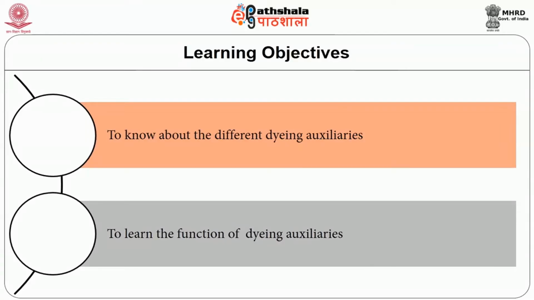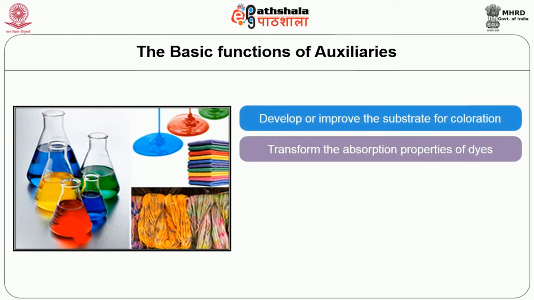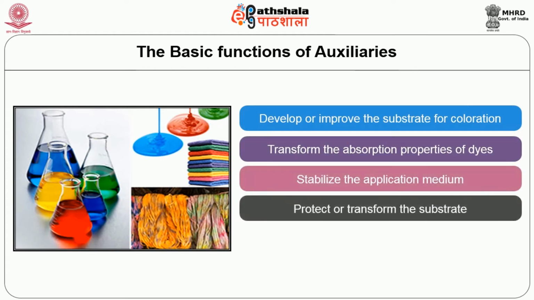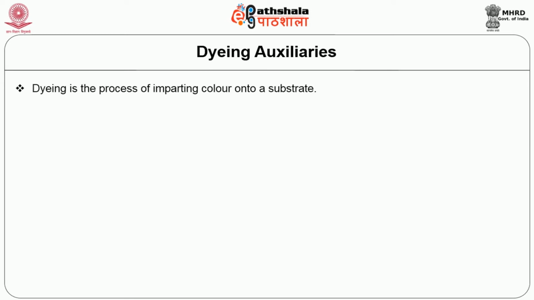Auxiliaries help by speeding up the processes or carry out the processes in a more efficient manner. Auxiliaries are important to obtain the desired effect. In this session, we would get to know about the different dyeing auxiliaries and also learn about the functions of dyeing auxiliaries. The basic functions of auxiliaries are to develop or improve the substrate for coloration, to transform the absorption properties of dyes, to stabilize the application medium, to protect or transform the substrate, and to improve the color fastness of dyeing. Let us deal with dyeing auxiliaries.